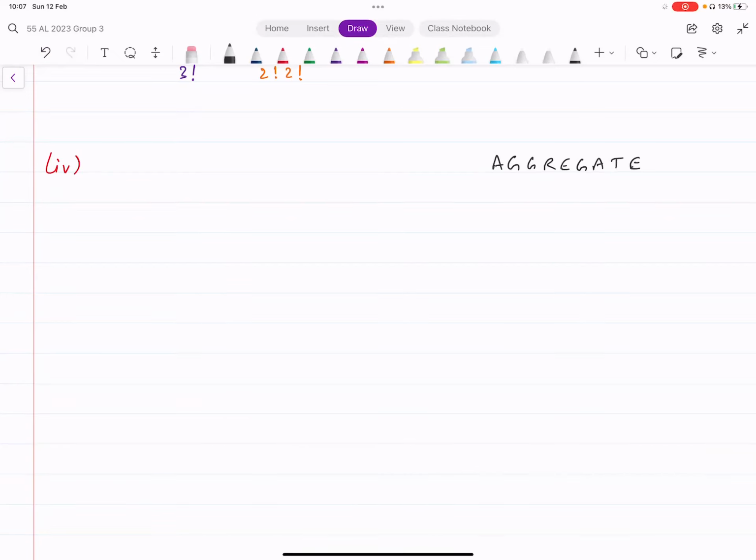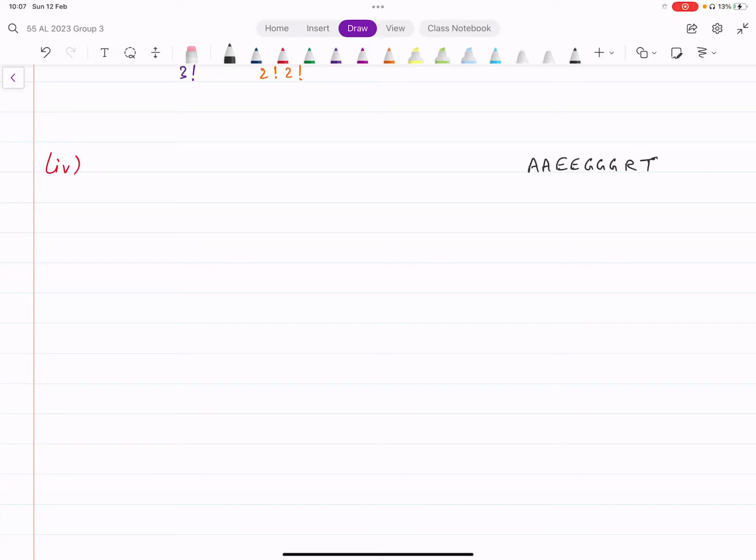Aggregate is the word. We have 9 letters in total. Let me actually just write them in an order like this. We have 2 A's, we have 2 E's, and we have 3 G's. Aggregate, we have R and T. These are the letters that we have: 2 A's, 2 E's, 3 G's, and then R and T. These are 9 letters that we have.